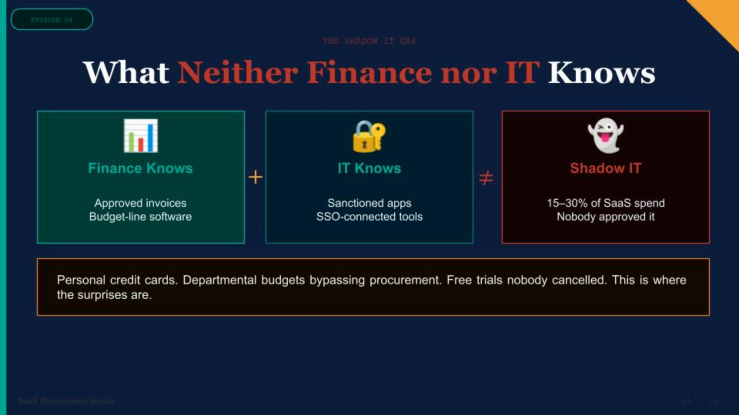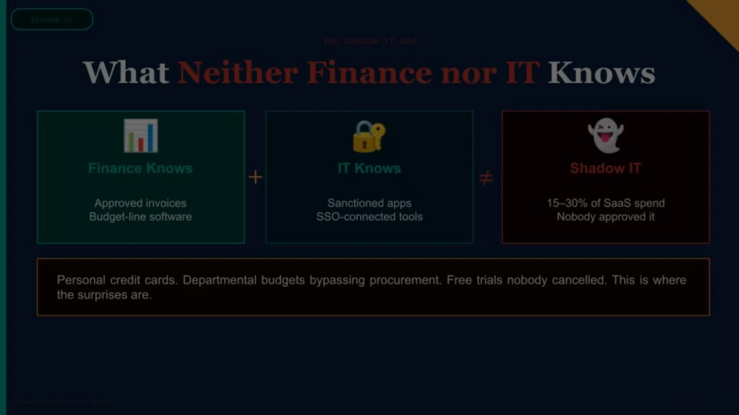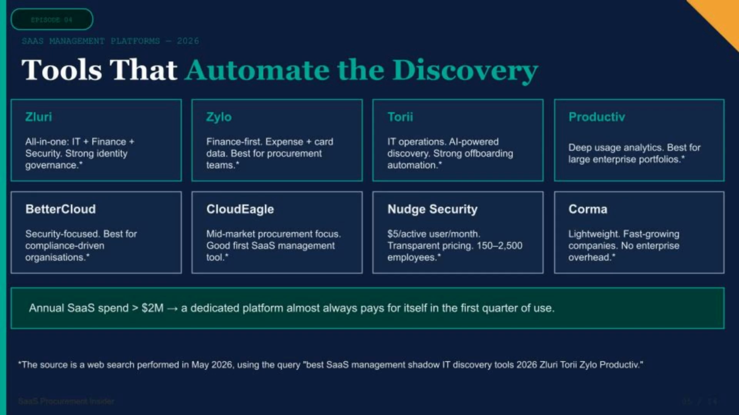There are dedicated tools built specifically to detect it. The category is called SaaS Management Platforms. The leading ones are Zluri, Xylo, Tori, Productive, Better Cloud, Cloud Eagle, Nudge Security, and Korma. What these tools do is monitor 2 signals: your Azure Active Directory or Google Workspace login events, seeing which applications employees authenticate against, and browser extensions that capture corporate email usage across web applications.